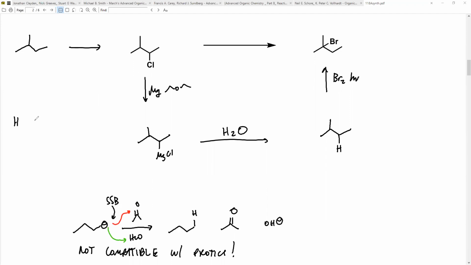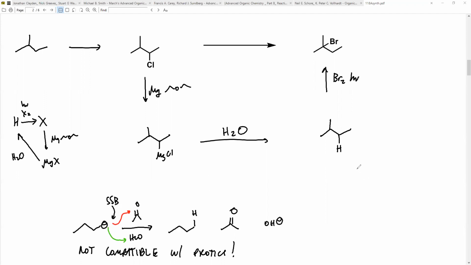So now adding to our synthetic toolkit is the idea that I can change H into X with an X2. I can then remove X. I can defunctionalize a center by adding an Mg, turning it into MgX, and then hydrating it, or throwing it into some water. So we can now defunctionalize centers.